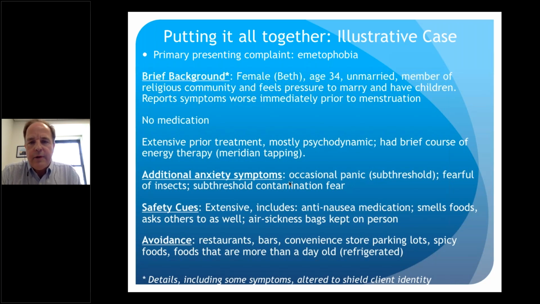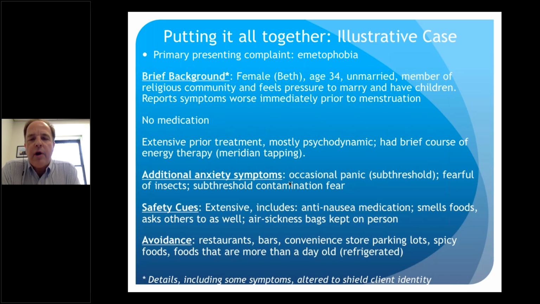So Beth, who was 34 at the time of treatment, unmarried, she's the member of a religious community, and she feels a lot of pressure from not only her parents, but from other members of her community to get married and to have children. She's committed to this. It's fully in line with her values to follow this path. She reports symptoms of emetophobia that are worse immediately prior to menstruation. She is not on medication at the time of treatment.